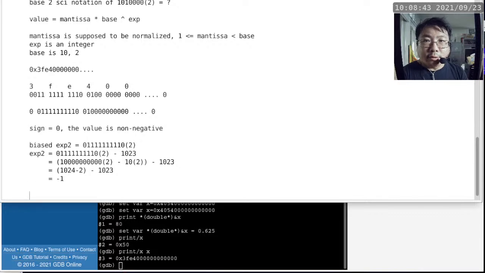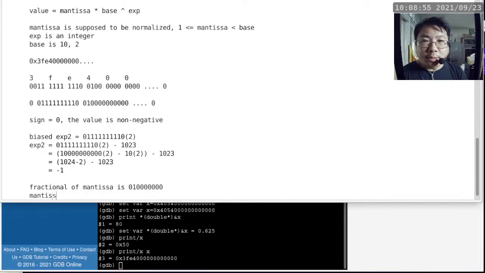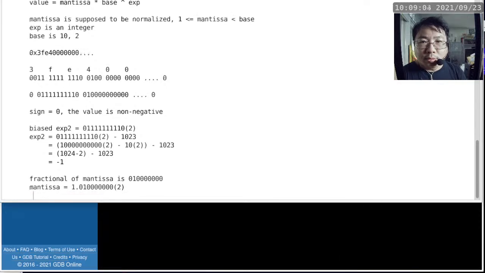Now we look at the fractional part of the Mantissa. The fractional part of the Mantissa is 0, 1, and then just a whole bunch of zeros. So that means the Mantissa, which has an implied 1 point, and then we just append the rest to it. And those are all in base 2.